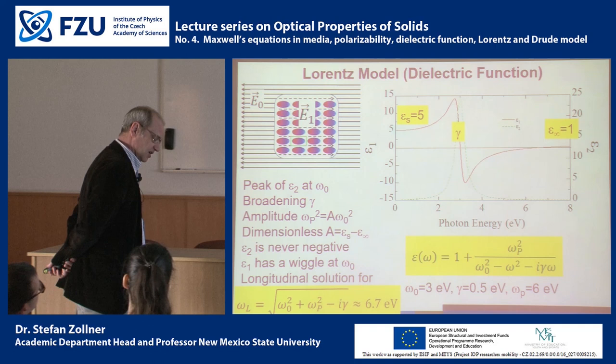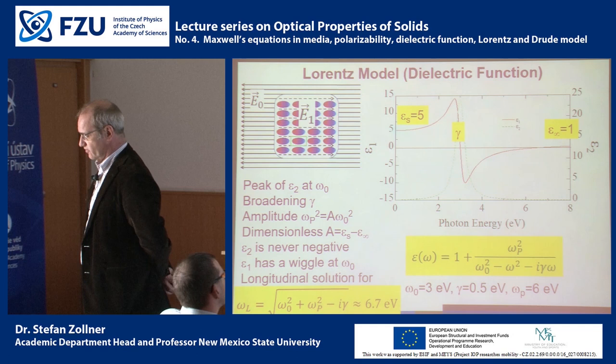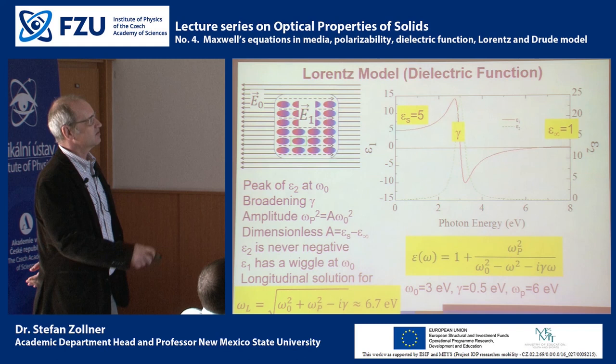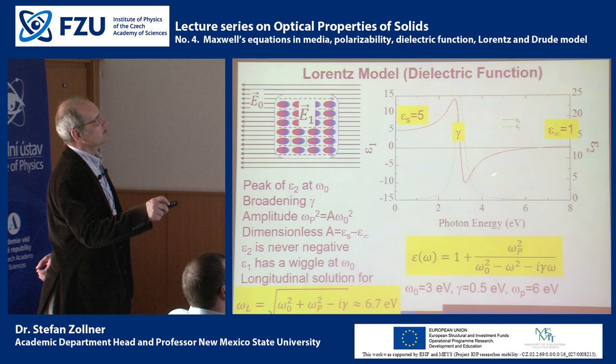You see that epsilon 2 is never negative. Epsilon 2 can be zero, then there is no absorption. But only if you have an excited material and optical gain, as in a laser, would epsilon 2 become negative. This epsilon 1 here has a wiggle, and the longitudinal solution.